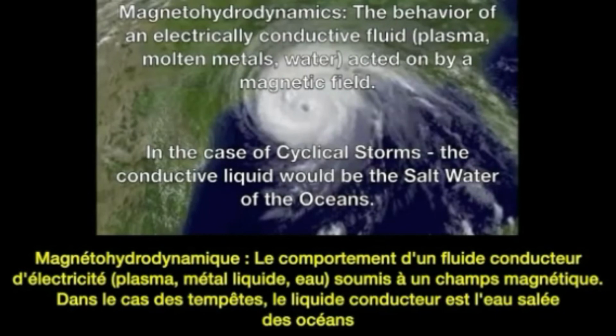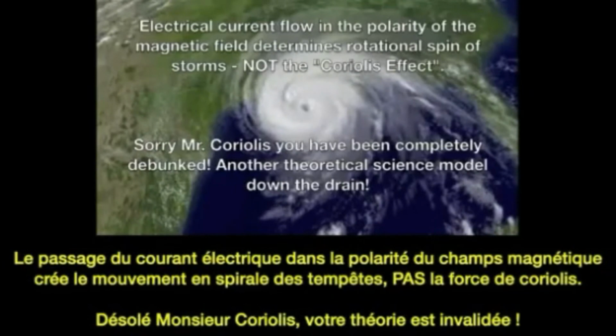Magnetohydrodynamics: the behavior of an electrically conductive fluid, plasma, molten metals, water, acted on by a magnetic field. In the case of cyclical storms, the conductive liquid would be the salt water of the oceans. Electrical current flow in the polarity of the magnetic field determines rotational spin of storms, not the Coriolis effect. Sorry, Mr. Coriolis, you have been completely debunked. Another theoretical science model down the drain.